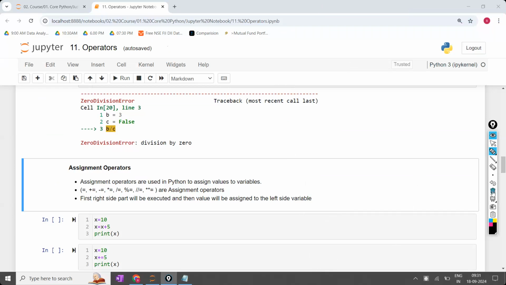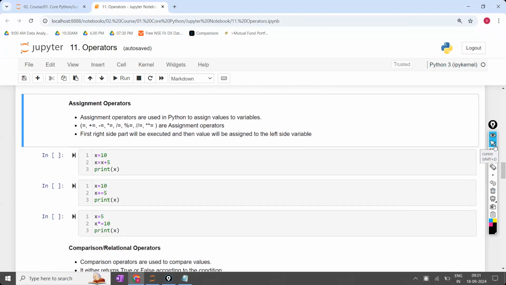Next, coming to the assignment operators. The next type of operators are called assignment operators. Now, what is meant by assignment operators? For assignment operators, only one operator is there, called equal to. This is the one and only symbol. It is going to assign a value to the variable on the left side. Assignment operator means assigning. So here we are having only one symbol, equal to.